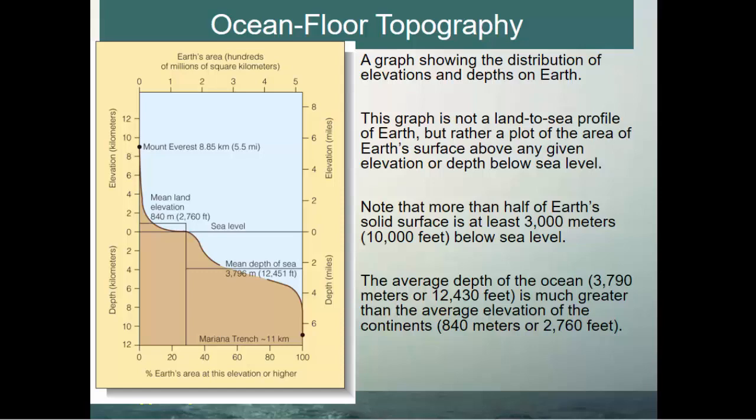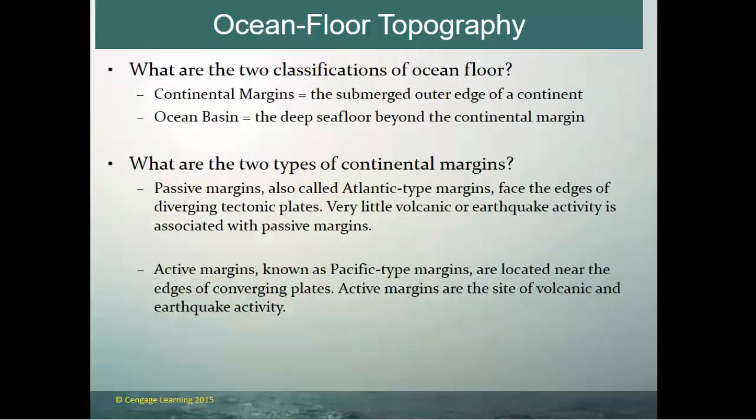What are the two classifications of the ocean floor? You have the continental margins, which we talked about, which are the submerged outer edge of the continents, and then we have the ocean basins. And the ocean basins are the deep sea floor. So the continental margins are still part of the continental crust. The ocean basins are all oceanic crust. So the continental margins will be made of granite, and the ocean basins made of basalt.